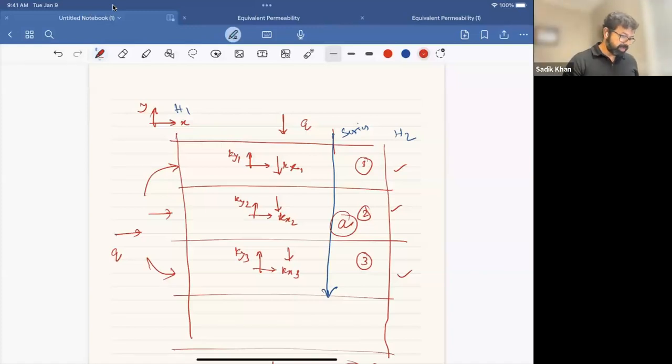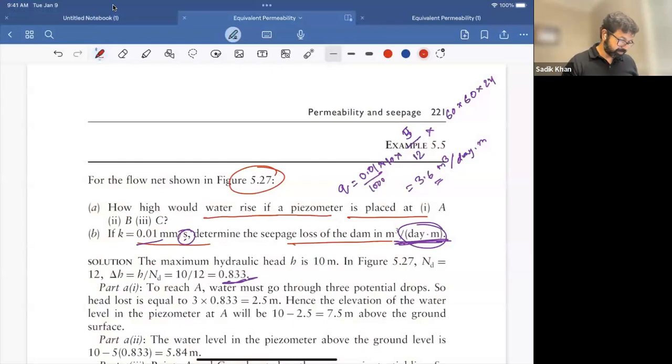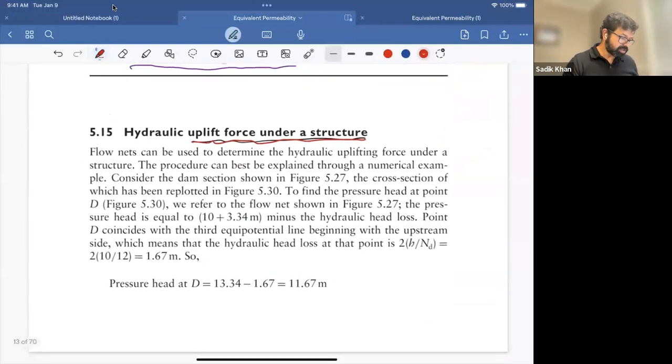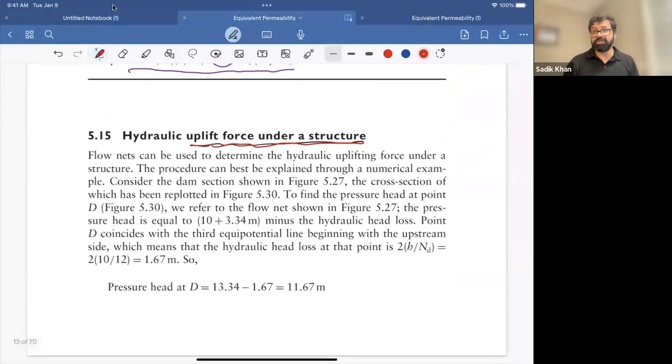Okay, all right. Now, let's go back to our discussion from last week. Can you remember our flow net calculations? Some of it, yes. Not all of it, but yes, I remember some of it.